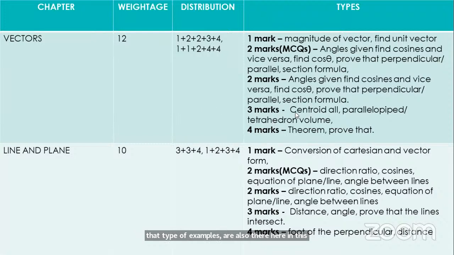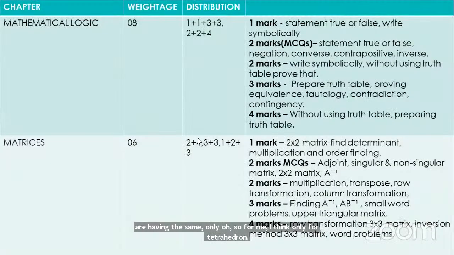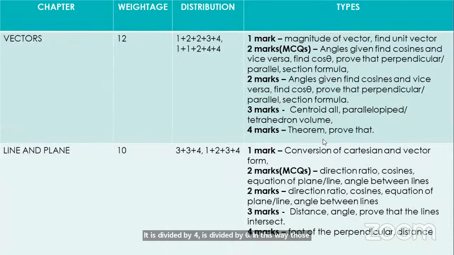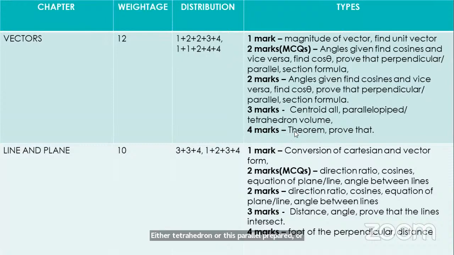Okay. And tetrahedron also they will ask, means which is same only, centroid of the triangle, and after that the equilibrium of there. All these types are having the same only. So formula is same. Only for tetrahedron it is divided by 4, divided by 6 in this way. Those changes are there. Otherwise, all the 3 formulas are same only. You just go through it, you will come to know that any one of these example will be asked. Either tetrahedron or this parallelepiped or centroid. Any of this will be there for 3 marks.